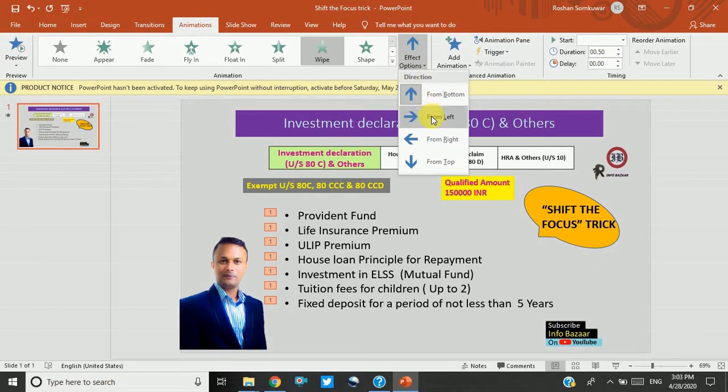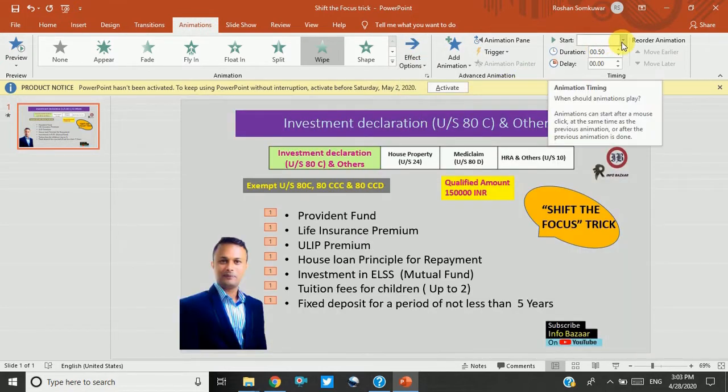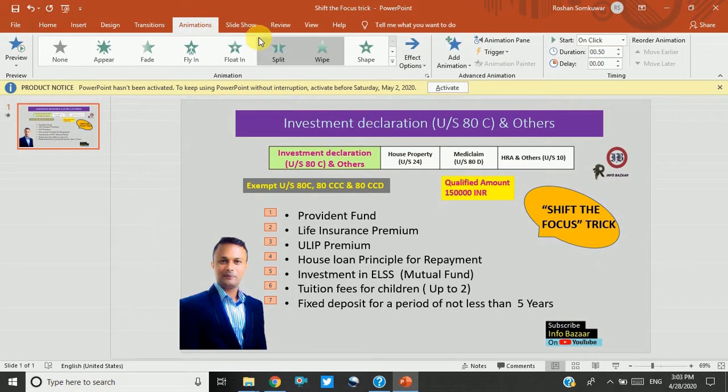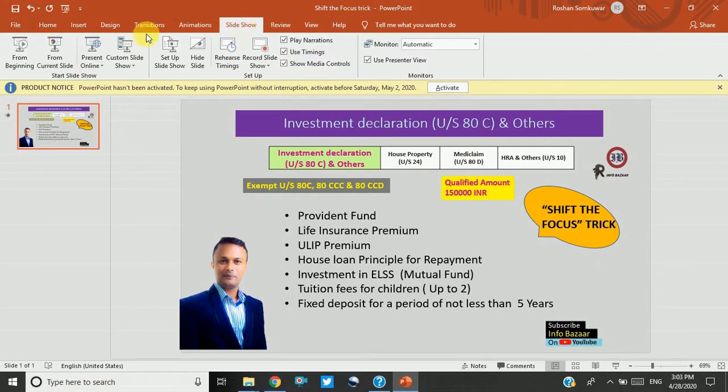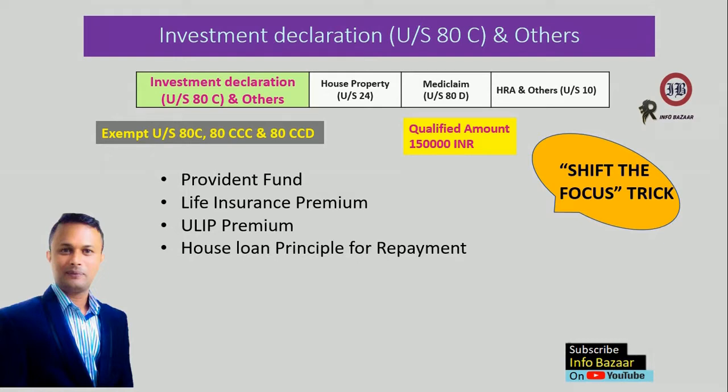Select the effect option from the left, and each bullet point should start with a click. So you have to select on click. Then in the slideshow we'll see how it looks. On each click, a bullet point will appear.